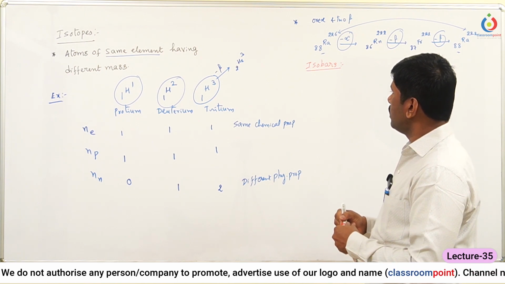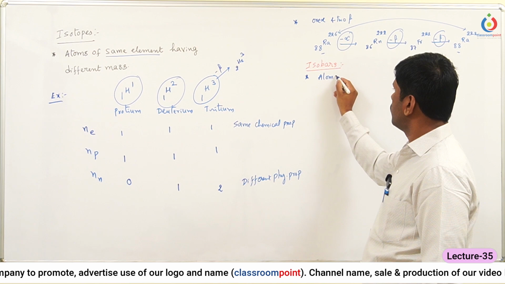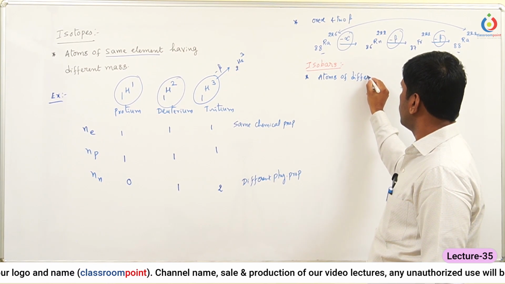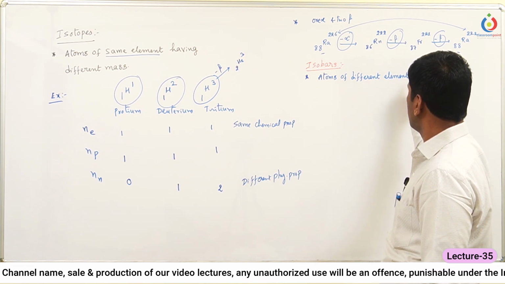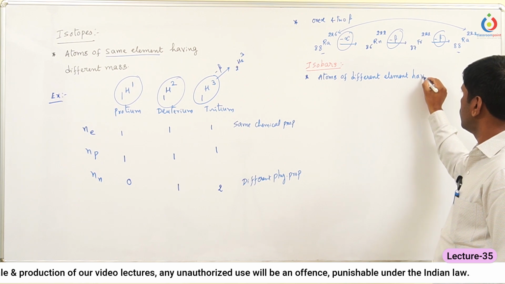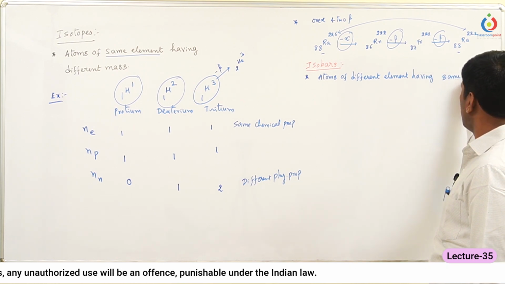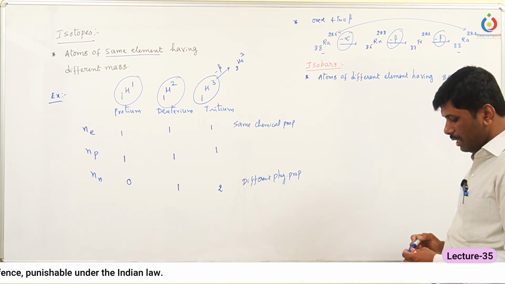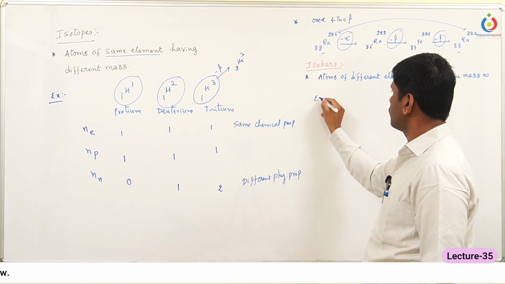So isobars means atoms of different elements having the same mass number are known as the isobars. So we shall take an example here.